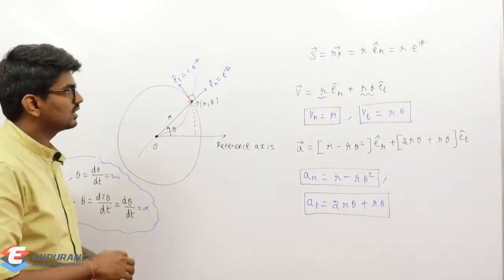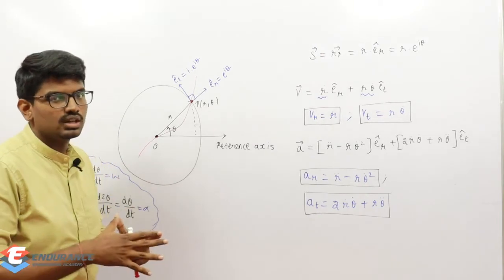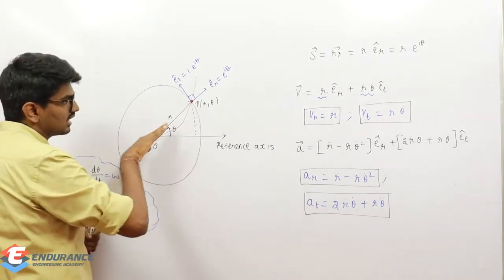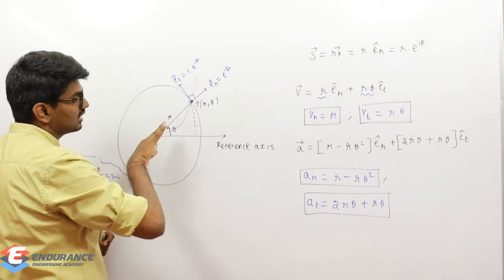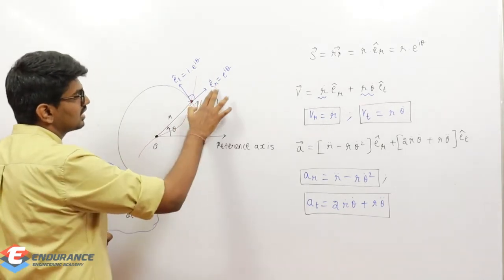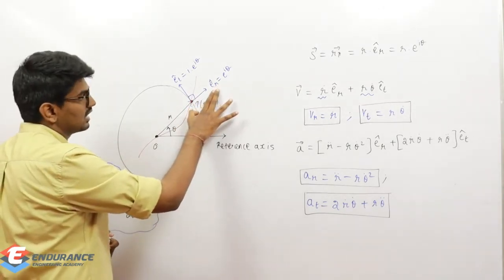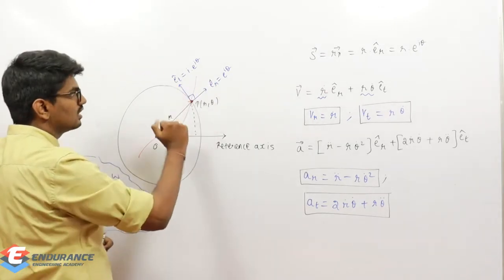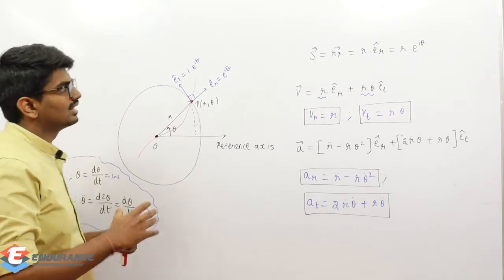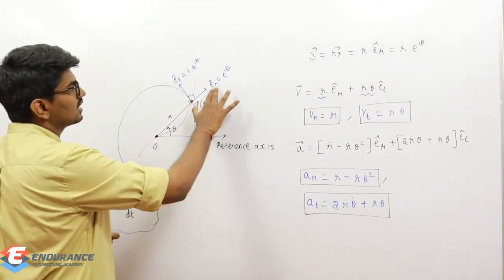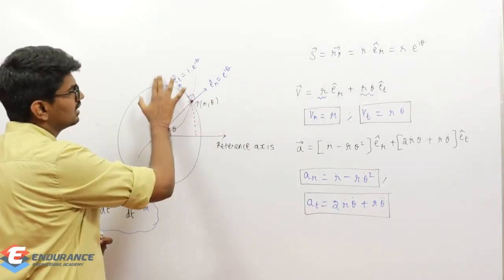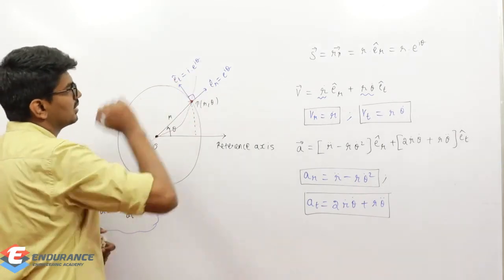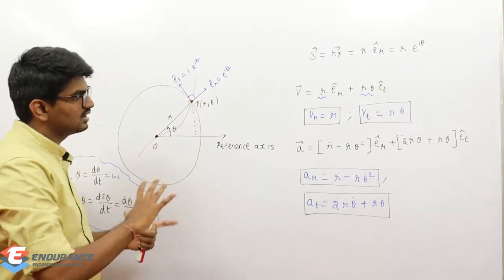And here in case of Euler's method, we have two unit vectors. One unit vector is along the radius, nothing but the unit vector along the radial or normal direction. Another one is the tangential unit vector, which is along the tangential direction. So we got that e_r cap is e to the power i theta, and e_theta cap is i into e to the power i theta. These are the things which we already know.